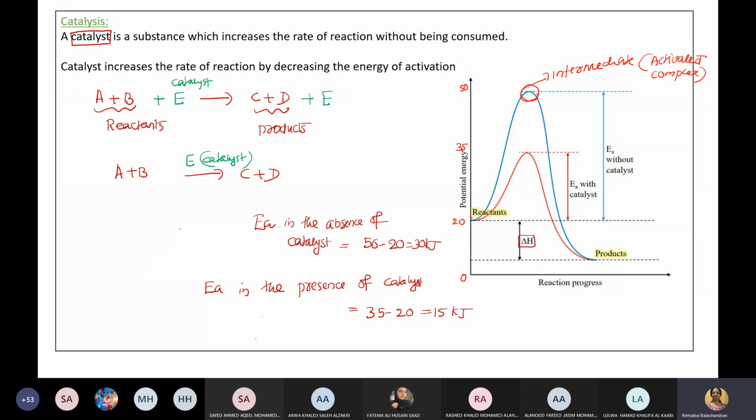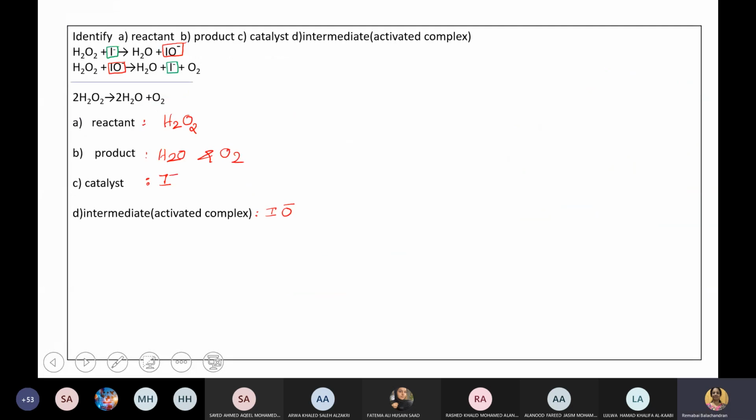Are you adding the intermediate with the reactant? No, during the reaction it is formed. So that means the intermediate is the one which is not present with the reactant. In this particular question, here we are adding I minus. So when you add I minus to the reactant, it is the catalyst. The other one is formed during the reaction. It's coming on the product side in the first case.